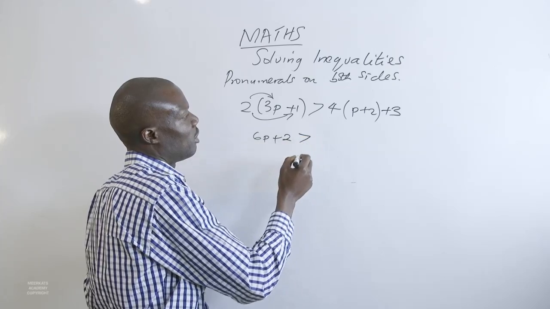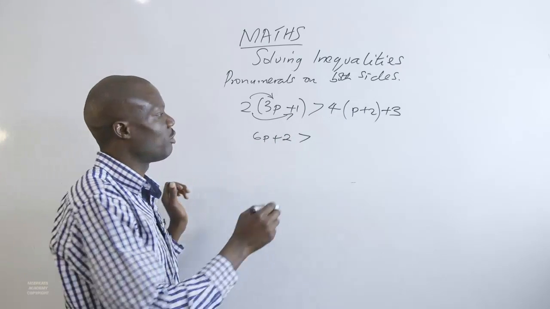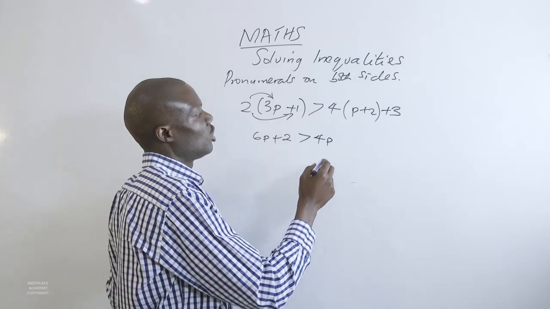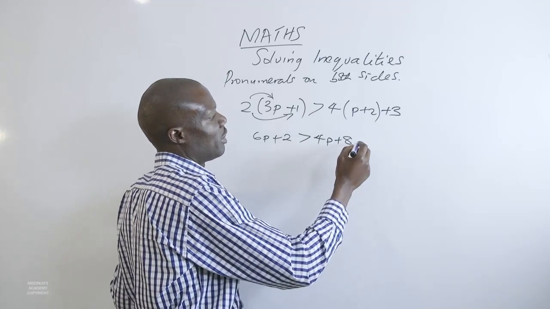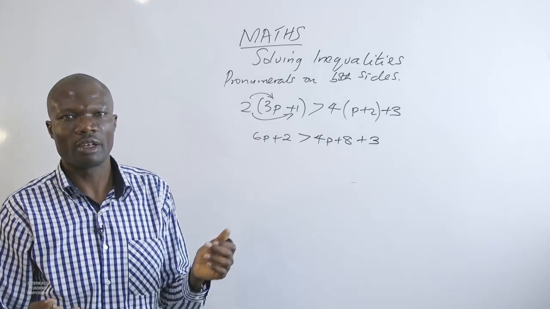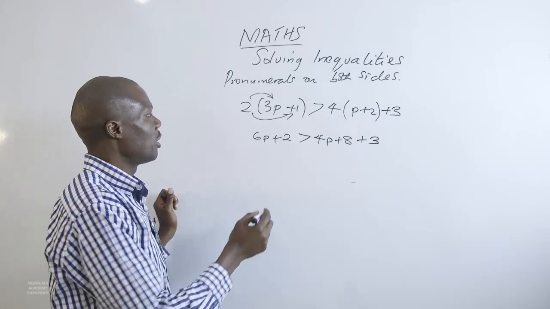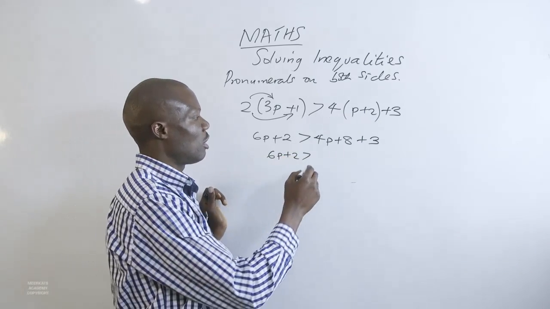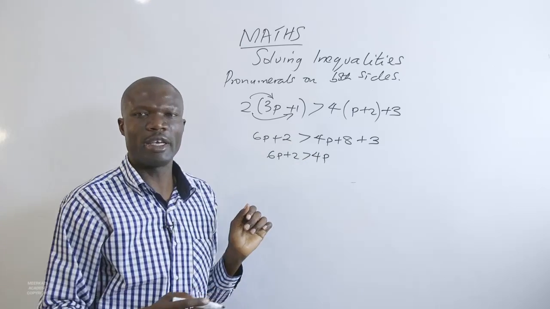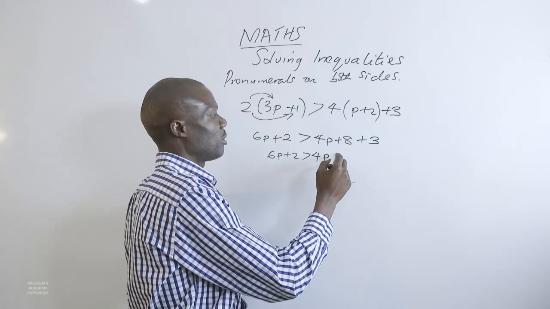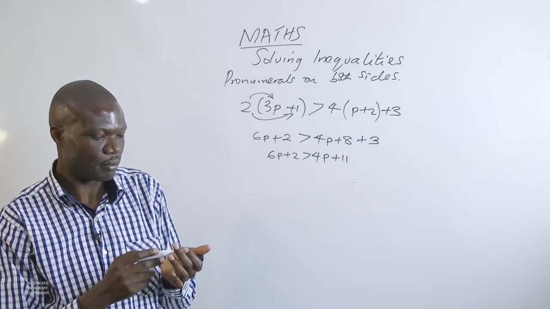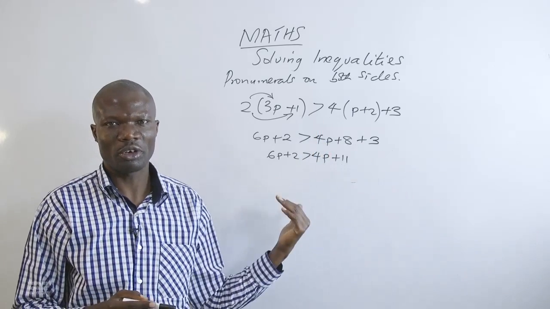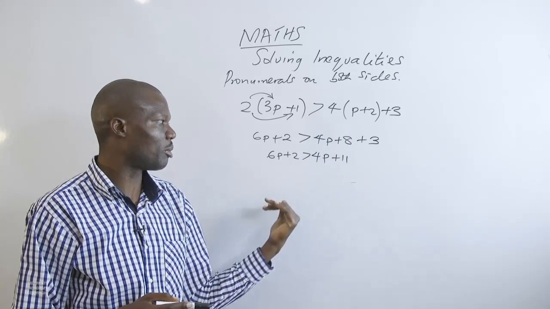is greater than 4 times p, which is 4p, 4 times 2 is 8, and then plus 3. Then collect like terms where necessary. So we have 6p plus 2 is greater than 4p plus 8 plus 3, which is the same as plus 11. Now you see at this point we have the pronumeral on either side.